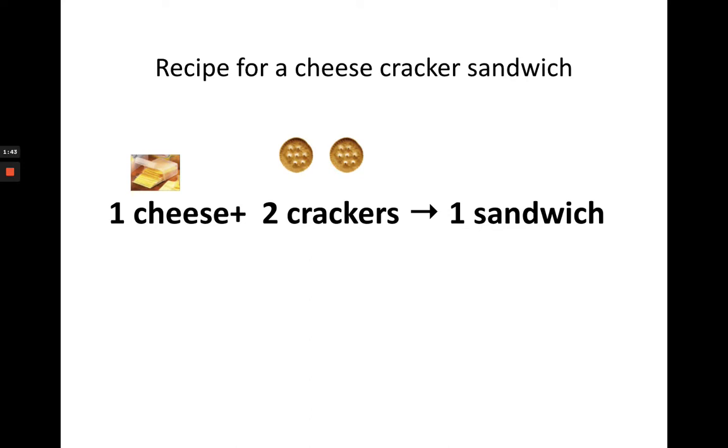So I have a recipe here for making a sort of a traditional cheese and cracker sandwich with maybe some Ritz crackers. You're hungry? You go to the refrigerator, you get one slice of cheese, you fold it up real good, and then you go to the cupboard and you get two crackers, and you put the cheese in between the crackers, and you get one sandwich. So you can see this is the recipe that looks a little bit like a chemical reaction here. One cheese plus two crackers gives us one sandwich, and there are a whole bunch of ratios here.